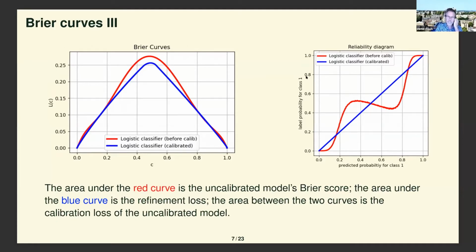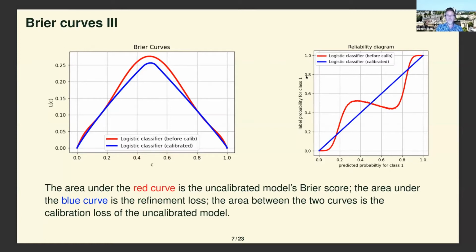So you see very clearly that for low values of C, for low probabilities, you have some calibration issues. Then in the middle bit, you have calibration issues, and then you have some calibration issues on the right bit as well. So that corresponds obviously with the reliability diagram, but the Brier curves have the additional advantage that you now can make a link with Brier score and with refinement loss and with calibration loss.